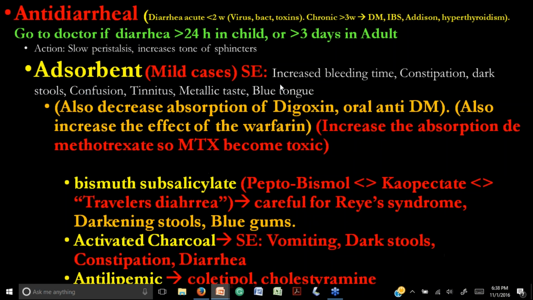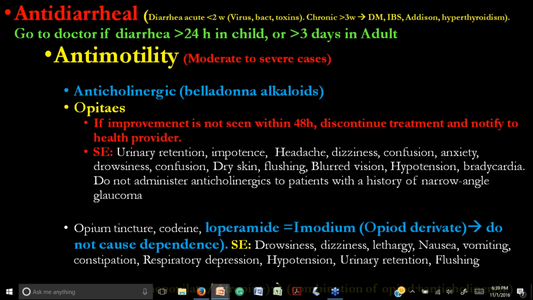So here we have, remember adsorption, right? Adsorption is like the substance being a magnet that is going to retain the content in the GI tract. Antimotility is important because remember we were talking about the giant cat. So we are going to use anticholinergics.